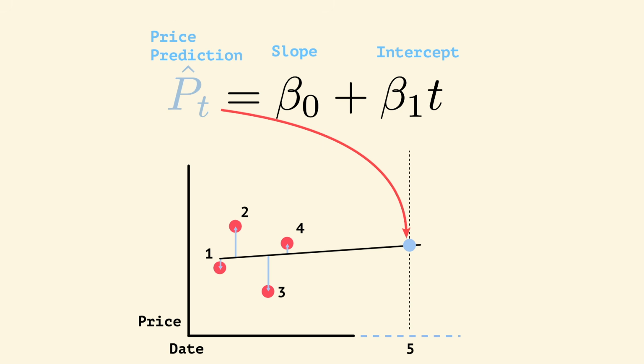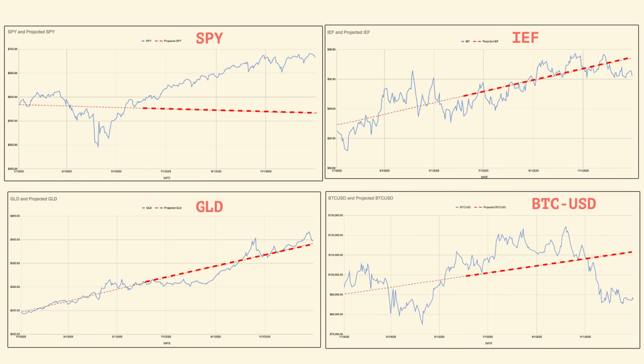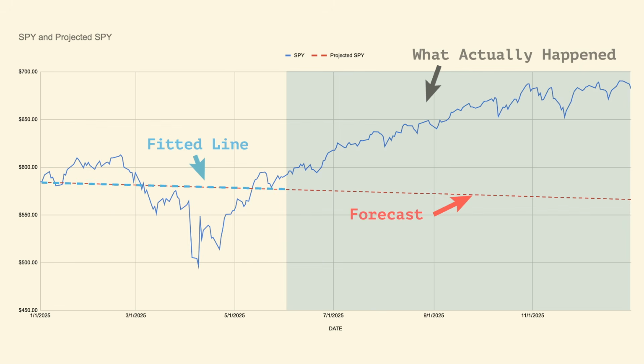So how good is this in practice? Let's actually test it. Using four assets, SPY, IEF, GLD, and BTCUSD, we fit a regression line on the first half of 2025 and let it run forward to the second half, right alongside what actually happened. In the charts, you'll see the fitted portion in one color and the forecasted portion in another, so it's clear exactly where the line stops describing the past and starts guessing at the future.